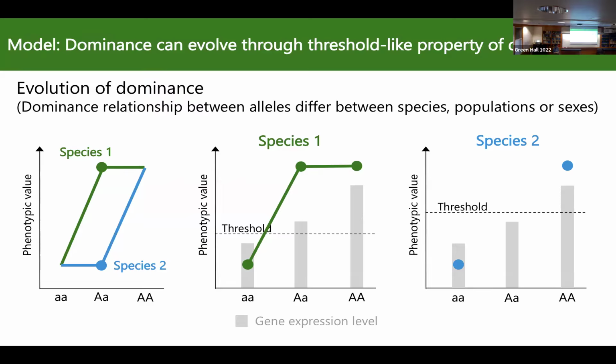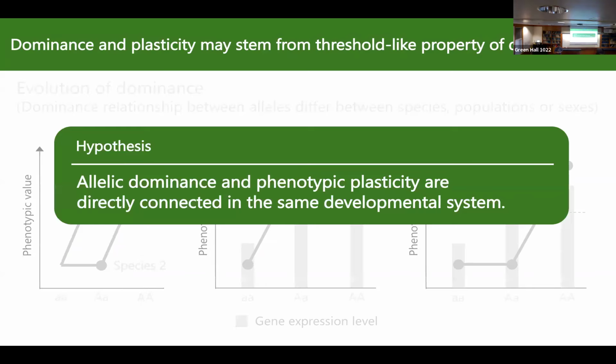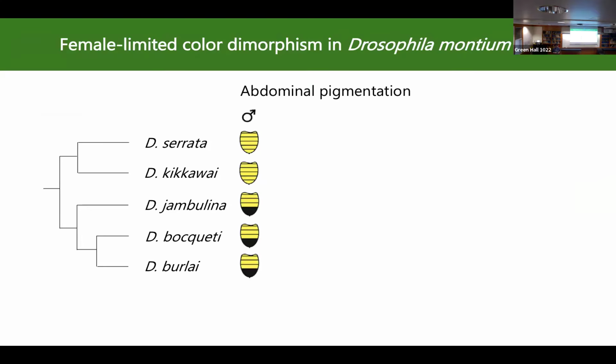So I explained that the threshold-like property of development can explain both phenotypic plasticity and allelic dominance. Based on that, it's possible to hypothesize that allelic dominance and phenotypic plasticity are directly connected in the same developmental system. I examined this hypothesis by using the female-limited color dimorphism in the Drosophila montium clade.